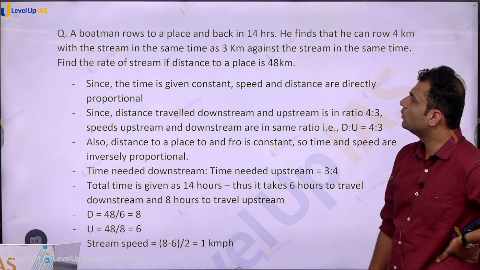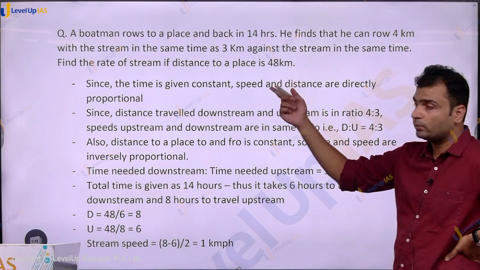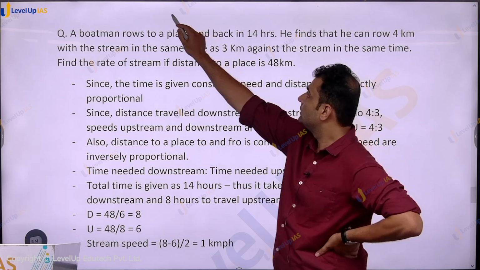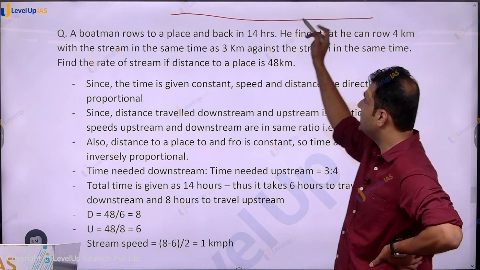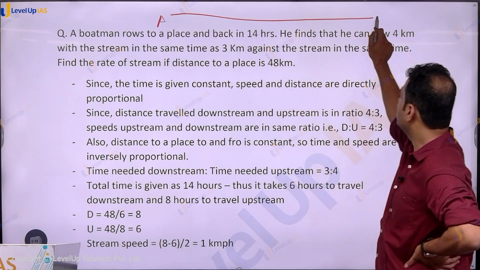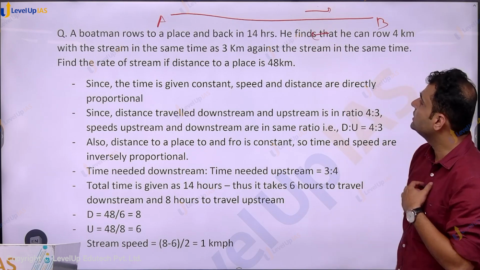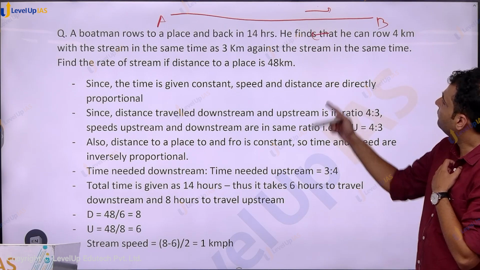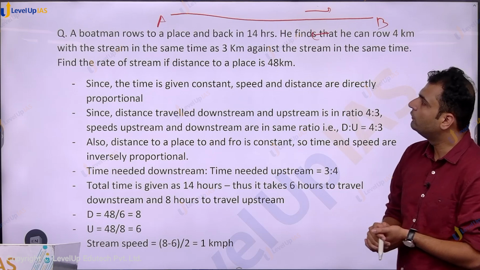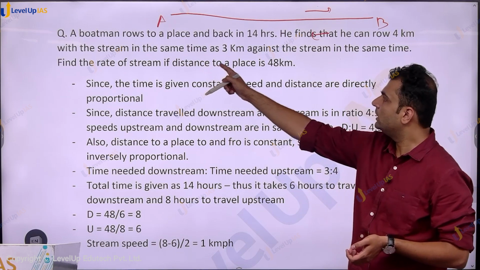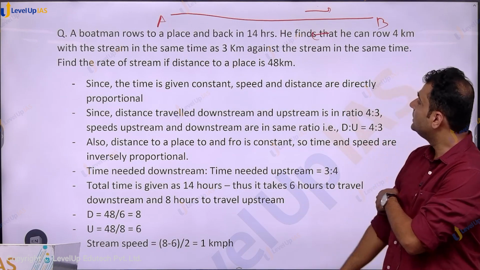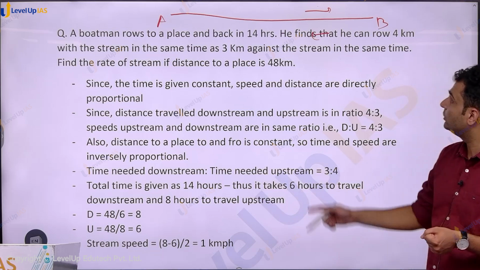A boatman rows to a place and back in 14 hours. So we are given that boatman is rowing to a place from A to B, let us say, and coming back, total time taken is 14 hours. Then he finds that he can row 4 kilometers with the stream in the same time as 3 kilometers against the stream. So ratio is given.